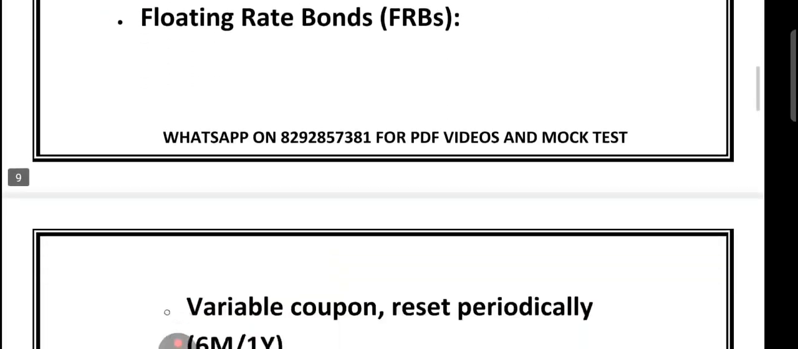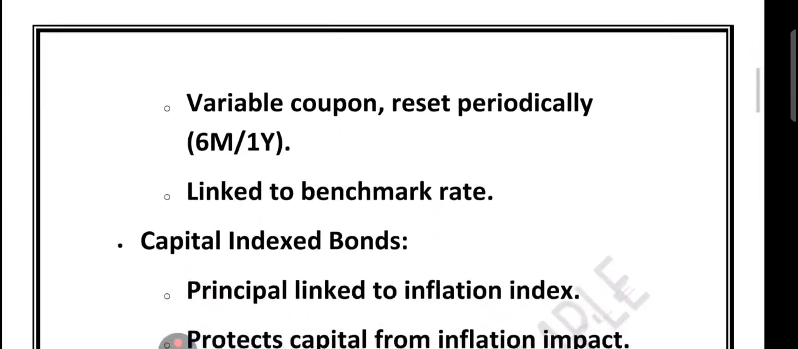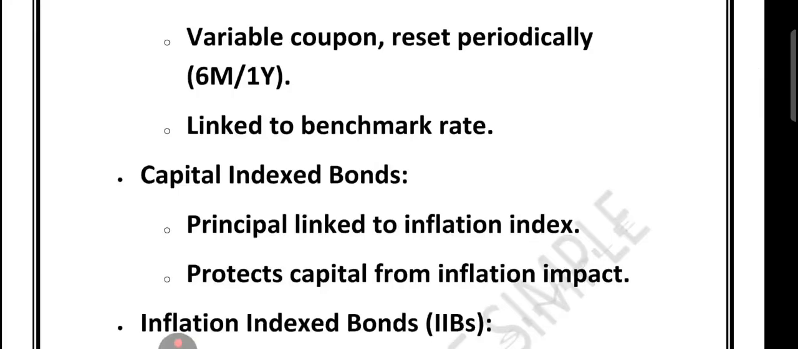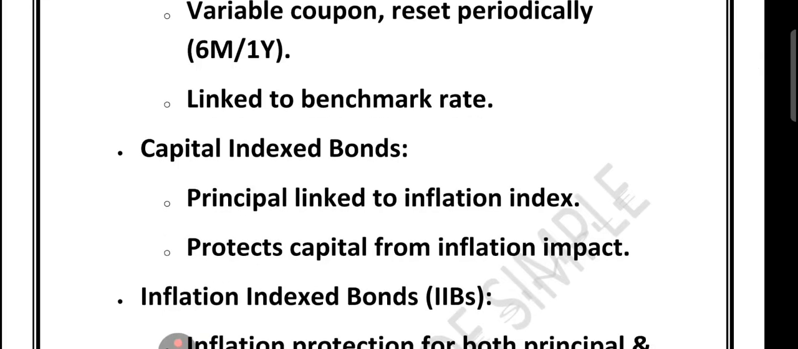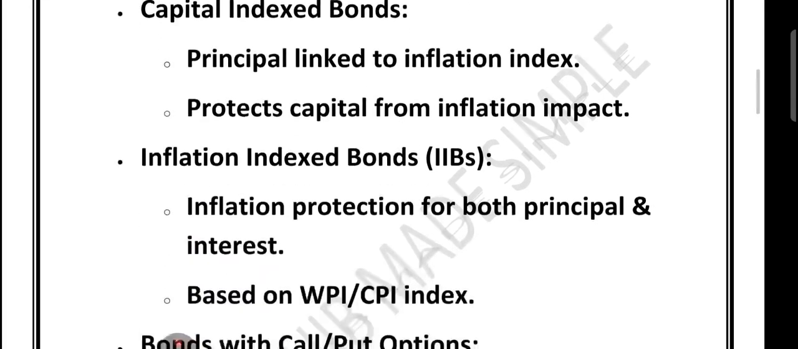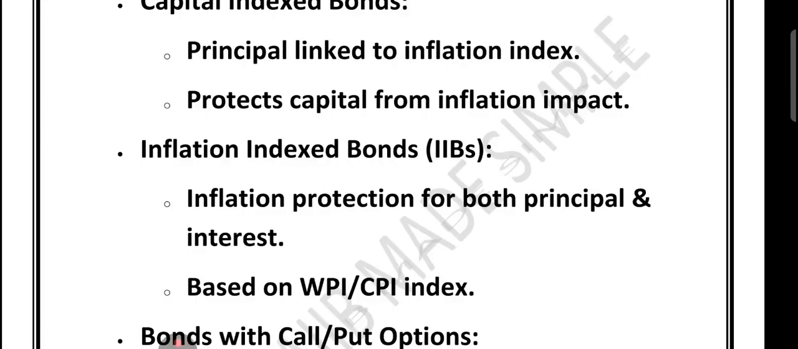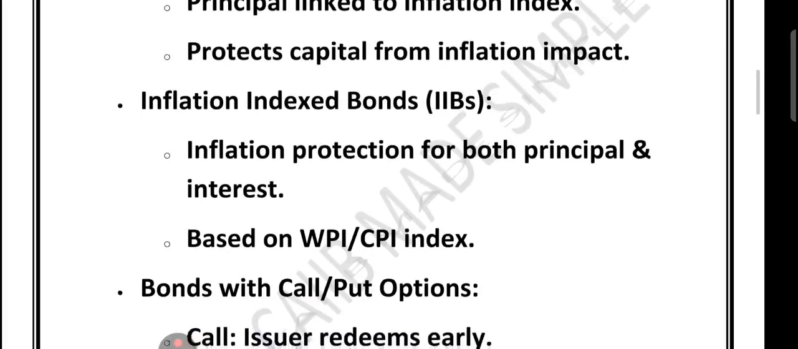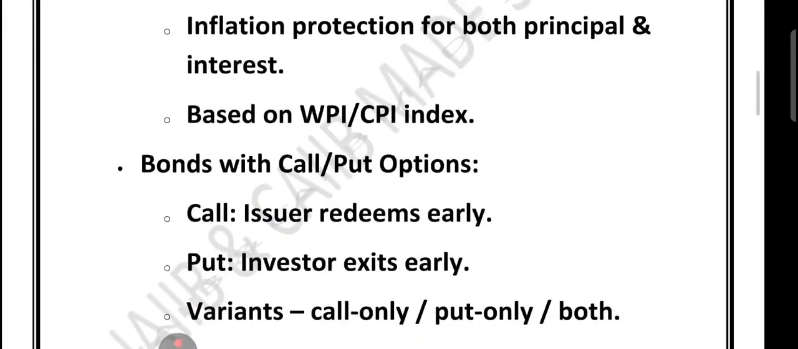Floating rate bond, I told you interest vary with the benchmark rate. Then I told you about capital index bond. So as I told you that they protect principal from inflation. Then we talked about IIB, inflation index bond, which means they protect both principal as well as interest. Then we have the call and put option, where we have early exit or redemption flexibility.